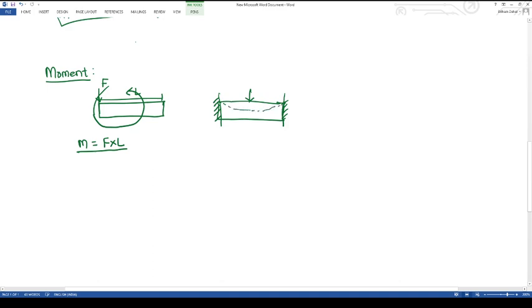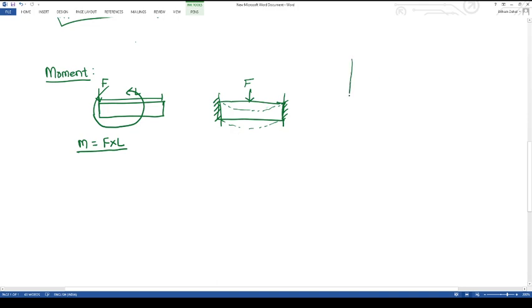It will bend this plank. Since it is fixed here, these two sides will not be able to move, and instead because of this force here, it will bend the plank. So what is happening? Because of the moment applied here, this applied moment is causing a bending in this plank.